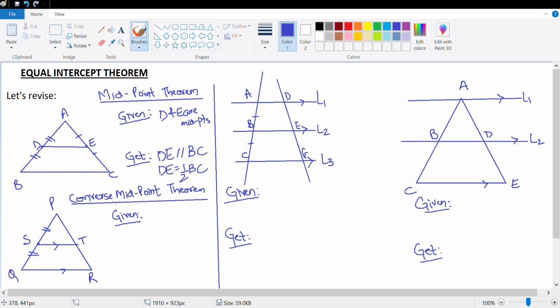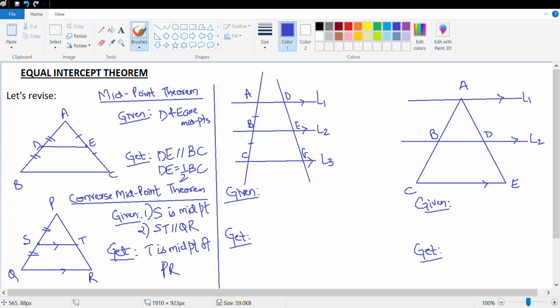And then we had the converse midpoint theorem, which said that in case S is a midpoint, so one midpoint is given, and the second thing given is ST is parallel to the third side, in this case QR. So if a midpoint is given and a parallel line is given, what we get is T is the midpoint of PR. Perfect. So this is what we did for the first exercise. Now let's look at the second exercise, which is about the equal intercept theorem.